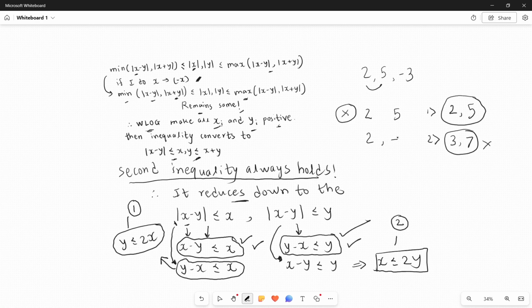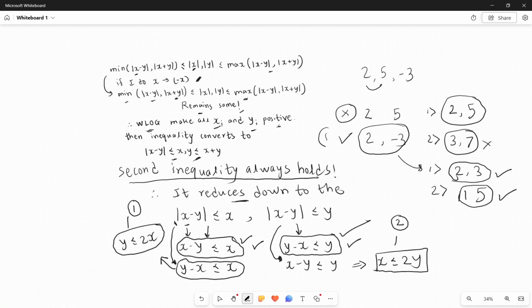Next, 2 comma minus 3. For this, the first king will place the endpoints of his territory at 2 and 3, because mod of minus 3 is 3, and the second king will place the endpoints of his territory at mod of minus 3 minus 2, which is 5, and mod of minus 3 plus 2, which is 1. So clearly this region is included in this region, 1 to 5. Okay, so this pair holds. So we have got one unordered pair.